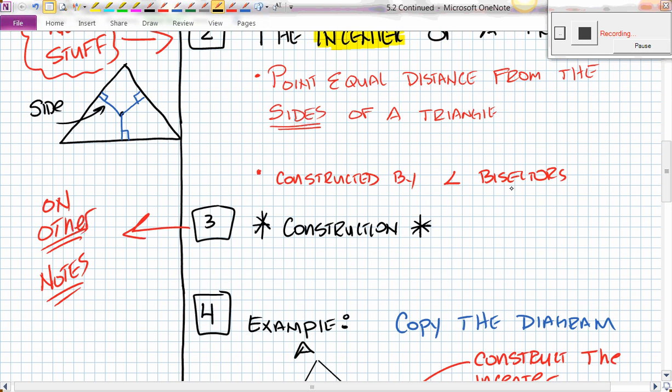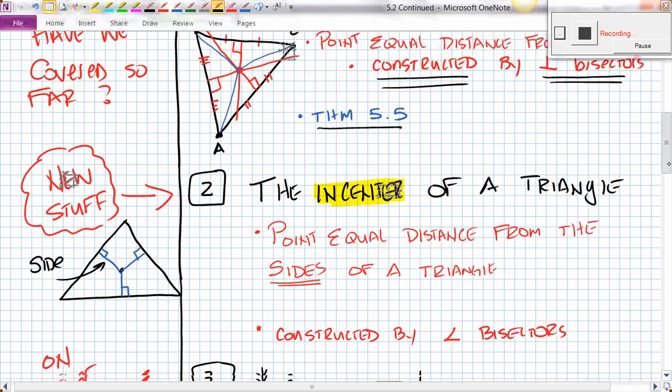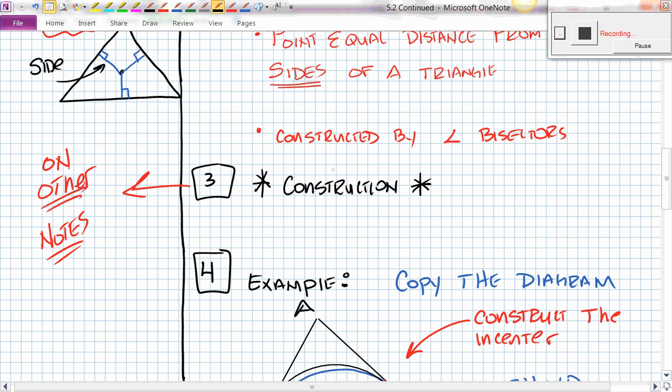And the way that we construct that is by angle bisectors. Okay, so the incenter is the point that's equidistant from the sides. The circumcenter is the point that's equidistant from the vertices. Those are the 2 different things that we get in chapter 5 so far. Box number 3 here is a construction, and I'll post a link on how to construct the incenter of a triangle. We also had another set of notes that I handed out in class where we practiced doing some constructions. So make sure you get that from me or from one of your friends in the class.